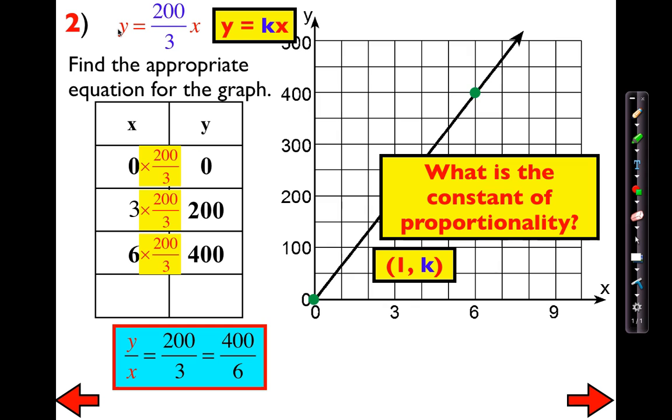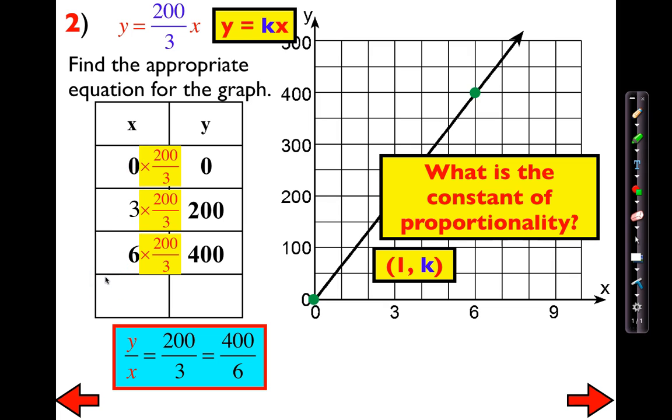Now, are there other ways to find the constant of proportionality? Absolutely. Remember, the other way would be to look at your graph for the point (1, k). But like I said earlier, sometimes it's not going to be the best method. So here, I see where 1 is, but I can't identify this point exactly. I know it's a little bit over 50, but I can't give you a definitive answer. So that's when this method might not be the most helpful. Now, you can also look in your table. However, in your table, there isn't an ordered pair where x is 1, so that wouldn't be helpful.